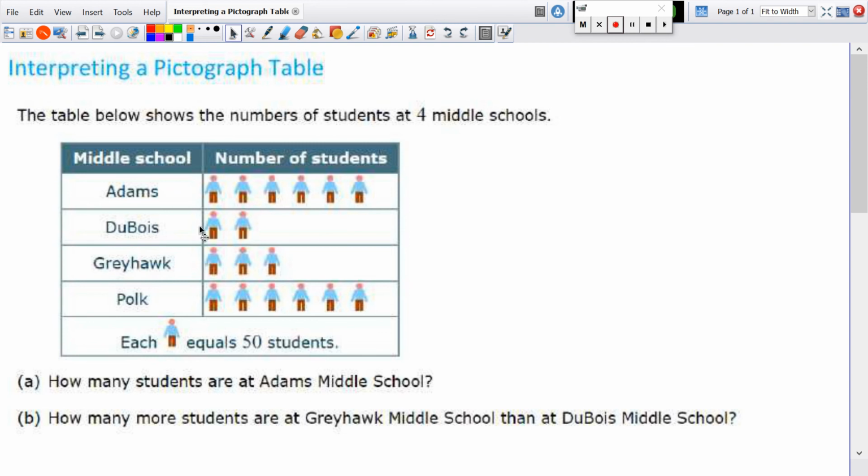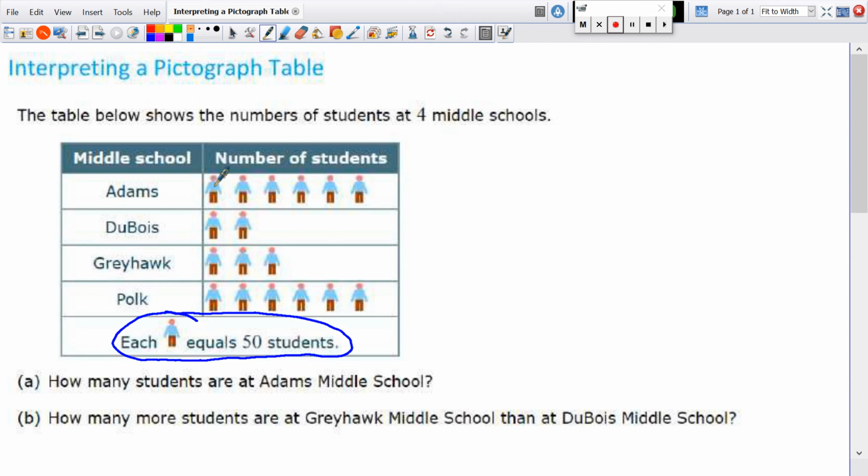You know that Du Bois doesn't have 2 people in it. A middle school doesn't usually have 2 students. So you need to make sure that you are paying attention to what the key says. There is always going to be a key to the table in a pictograph. So each person here equals 50 students.